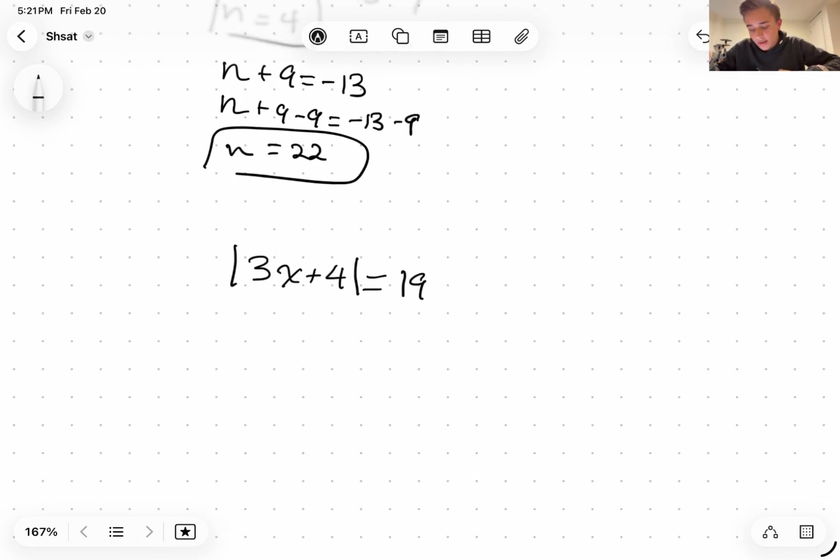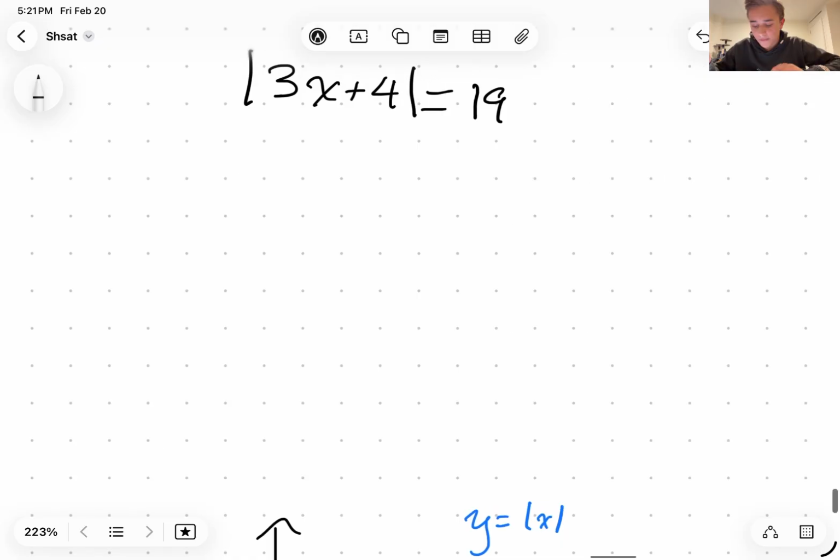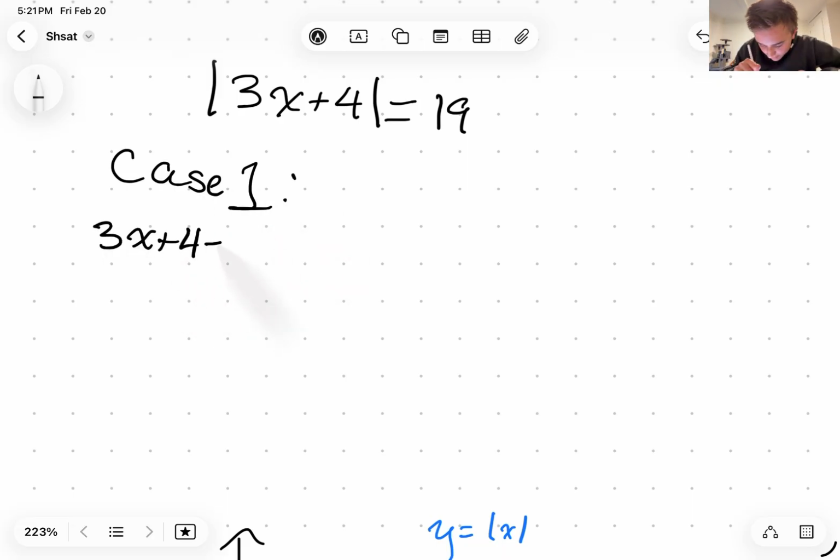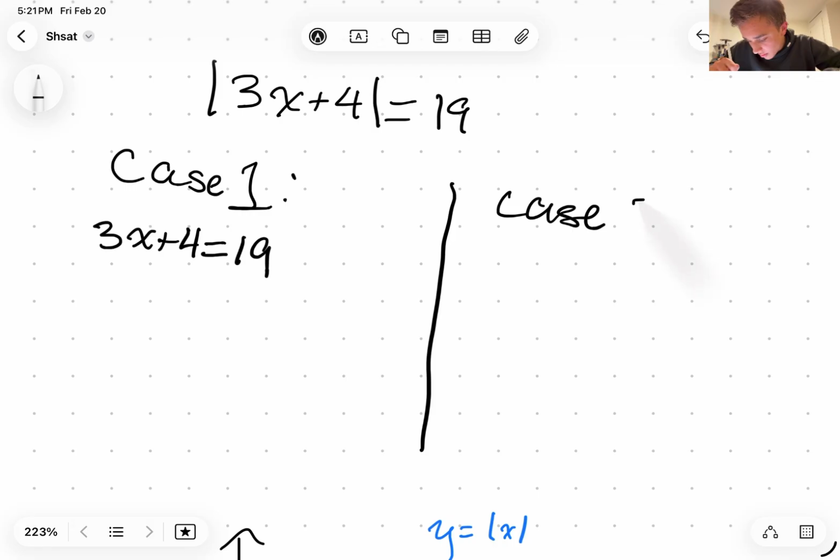So now we're going to look at a slightly more complicated equation. The absolute value of 3x plus 4 equals 19. So we know that either case 1, 3x plus 4 equals +19, and the other case is 3x plus 4 equals -19.